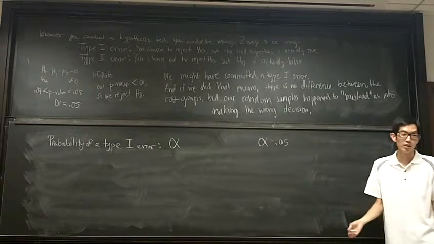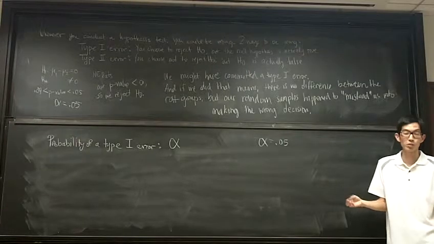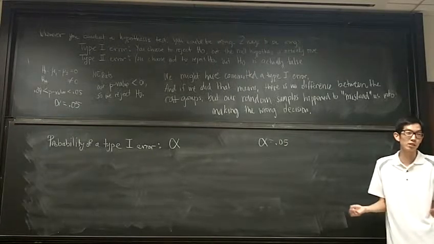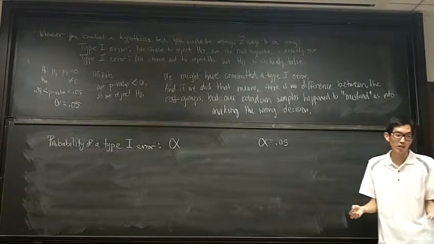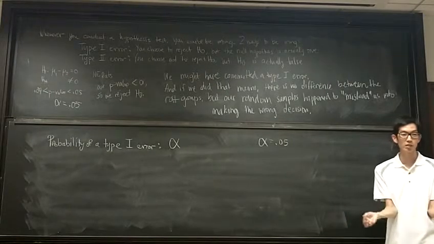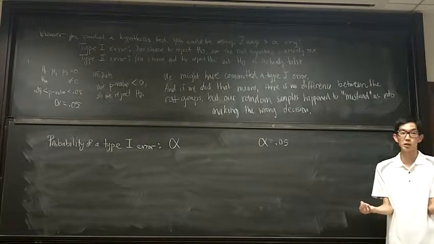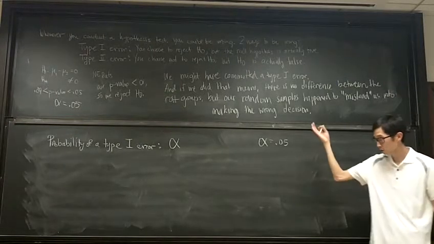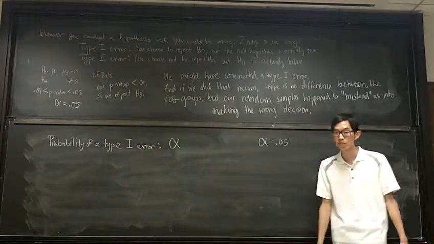But if my p-value is 0.0999, okay, so practically 10%, it means the probability of me producing this data, even if the null hypothesis were true, is about 10%. Okay? So the probability of a type 1 error is alpha. Okay?